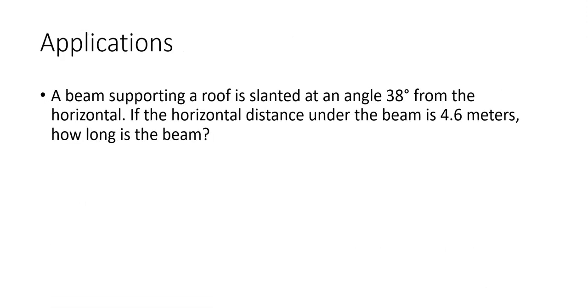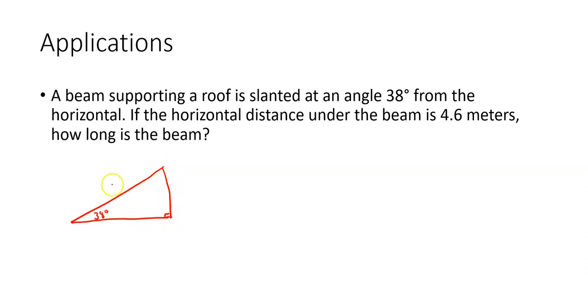So let's look at a couple of applications here. A beam is supporting a roof slanted at an angle of 38 degrees from the horizontal. The horizontal distance on the beam is 4.6 meters. How long is the beam? So the beam is coming down like this, right? That's the wooden beam that's holding up the roof. It says 38 degrees with the horizontal. So the horizontal goes left to right, so that's 38 degrees with the horizontal. How long is the beam?